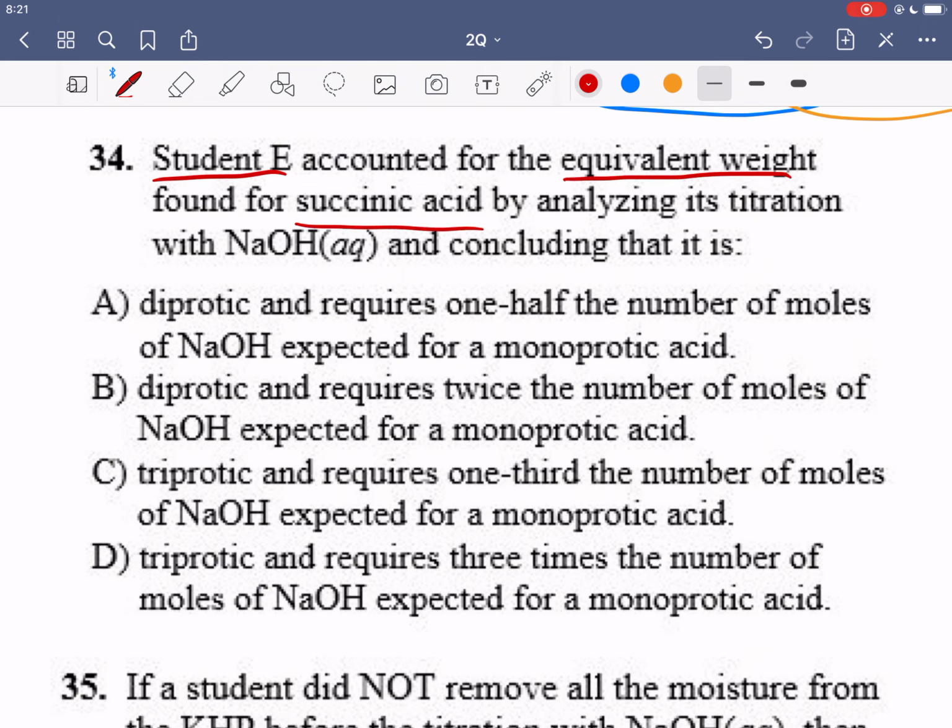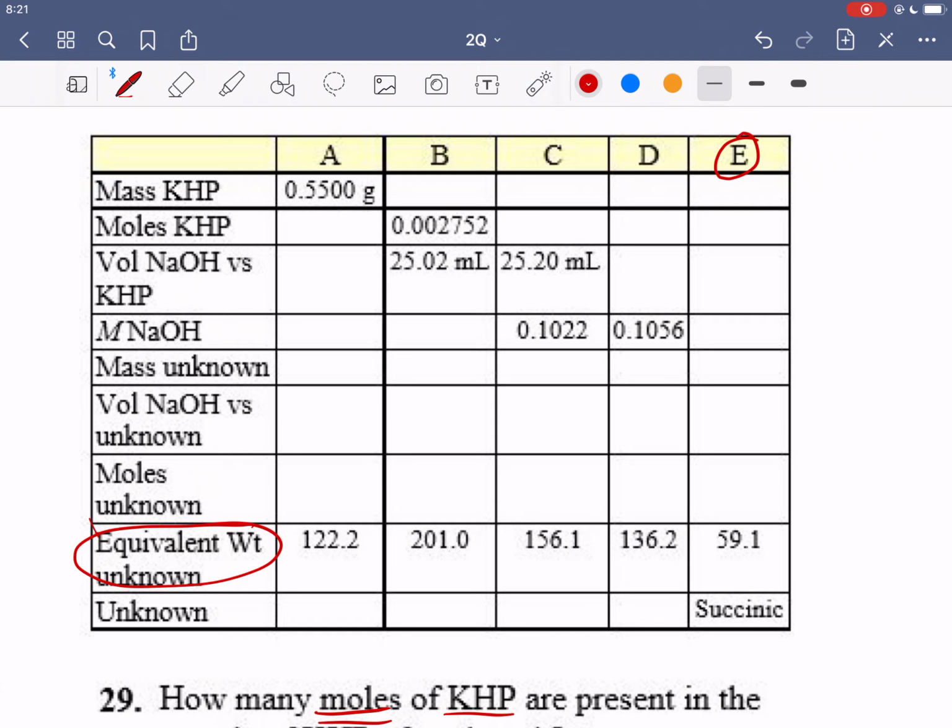So first, what is this question asking us? It's saying, go to this table, the one with the different students. Look at student E. This second last column is showing us that the student found the equivalent weight, meaning they found how much of the NaOH they used up, and then they know the molar mass of the different acids by looking at the table, and they were able to identify that the unknown they have is succinic acid.